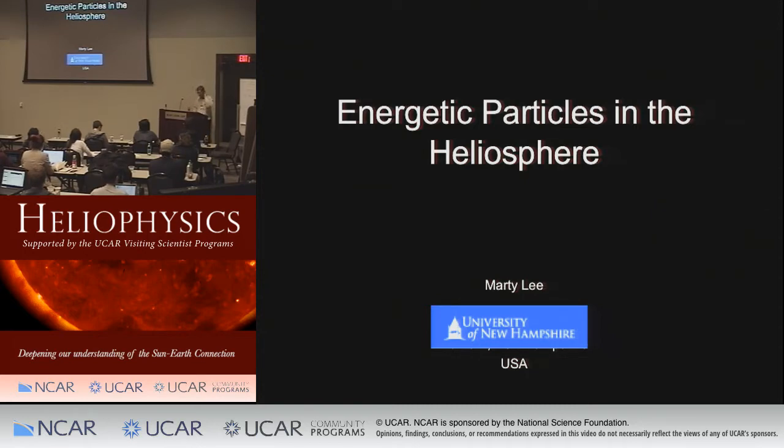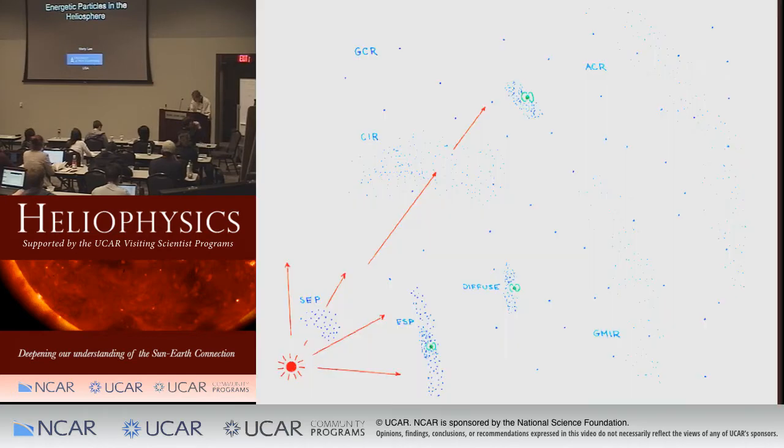Okay, so here we go. The second part of this is basically energetic particles in the heliosphere. There's a little bit more heavy-duty math in the middle, but a lot of just showing some pictures of what's out there and what's going on as far as energetic particles are concerned.